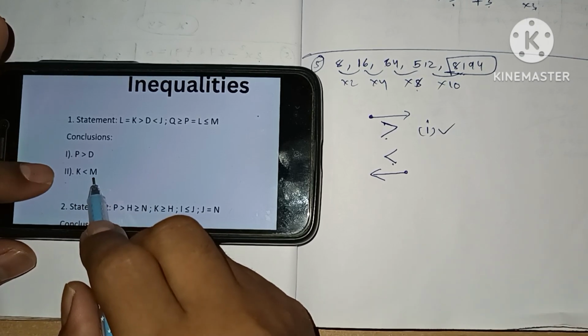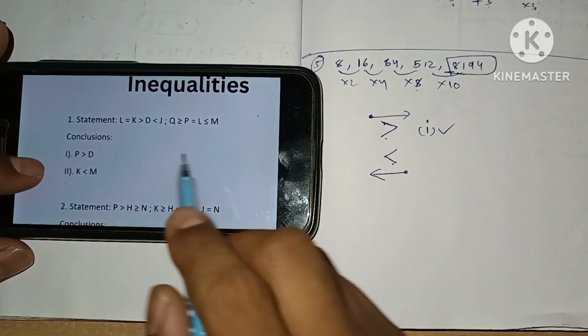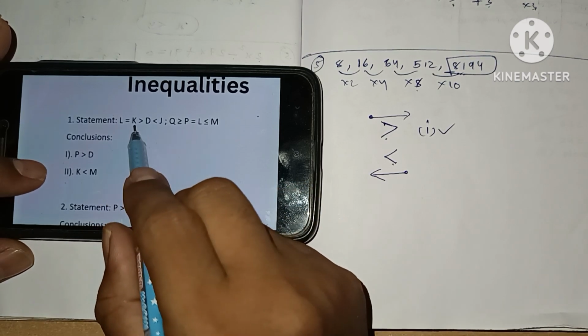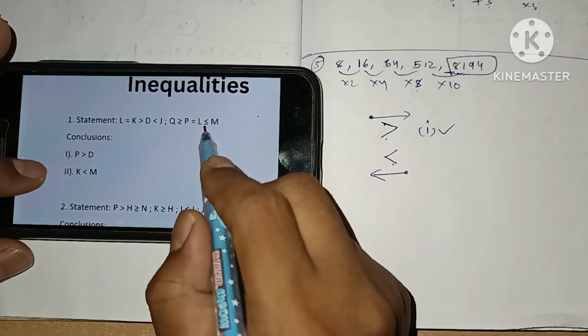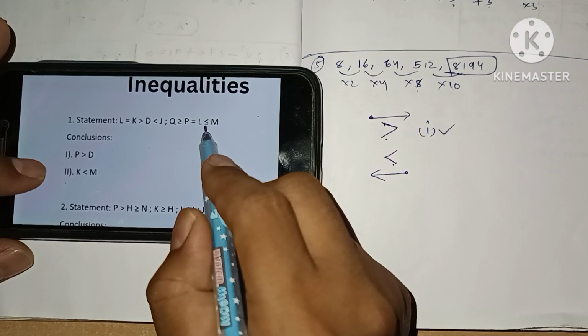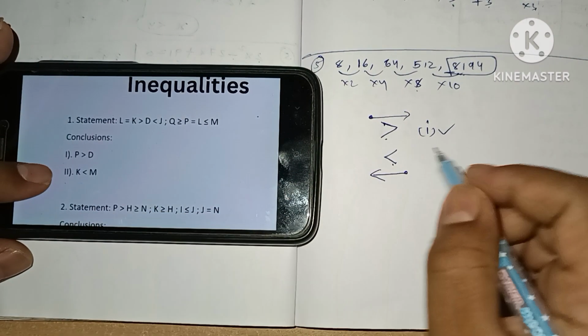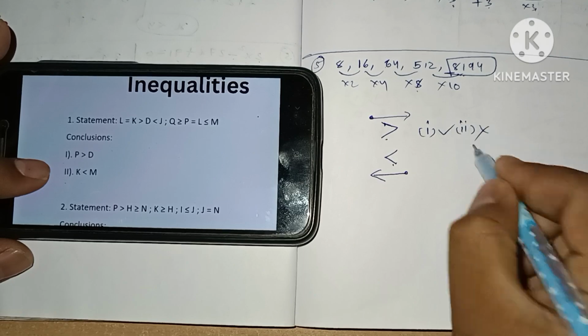Next, second conclusion. The flow from M to K. From M we can reach L. From L we can reach K. But everywhere there is equal to also. Here is equal to and here is also equal to. So this case fails. Second one is false.